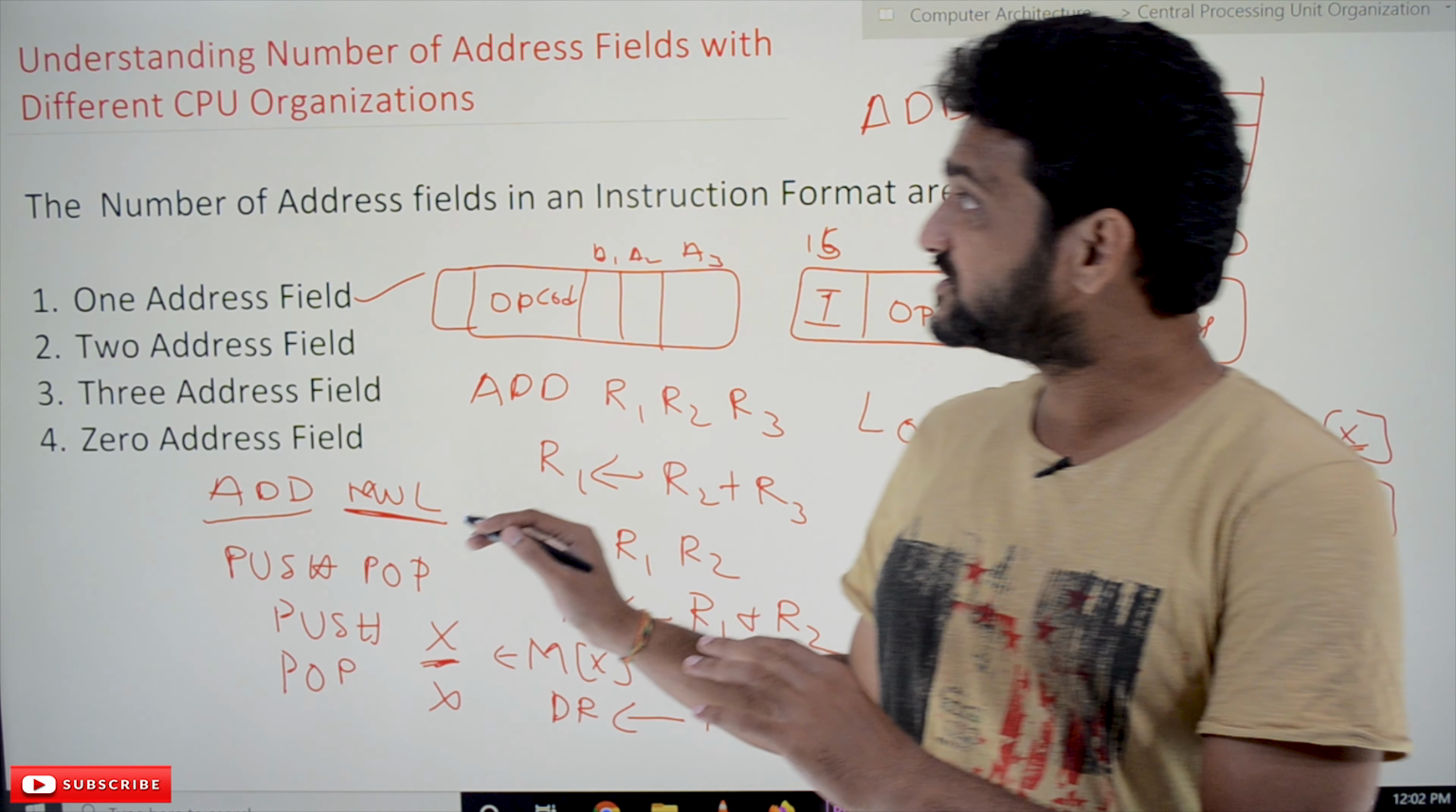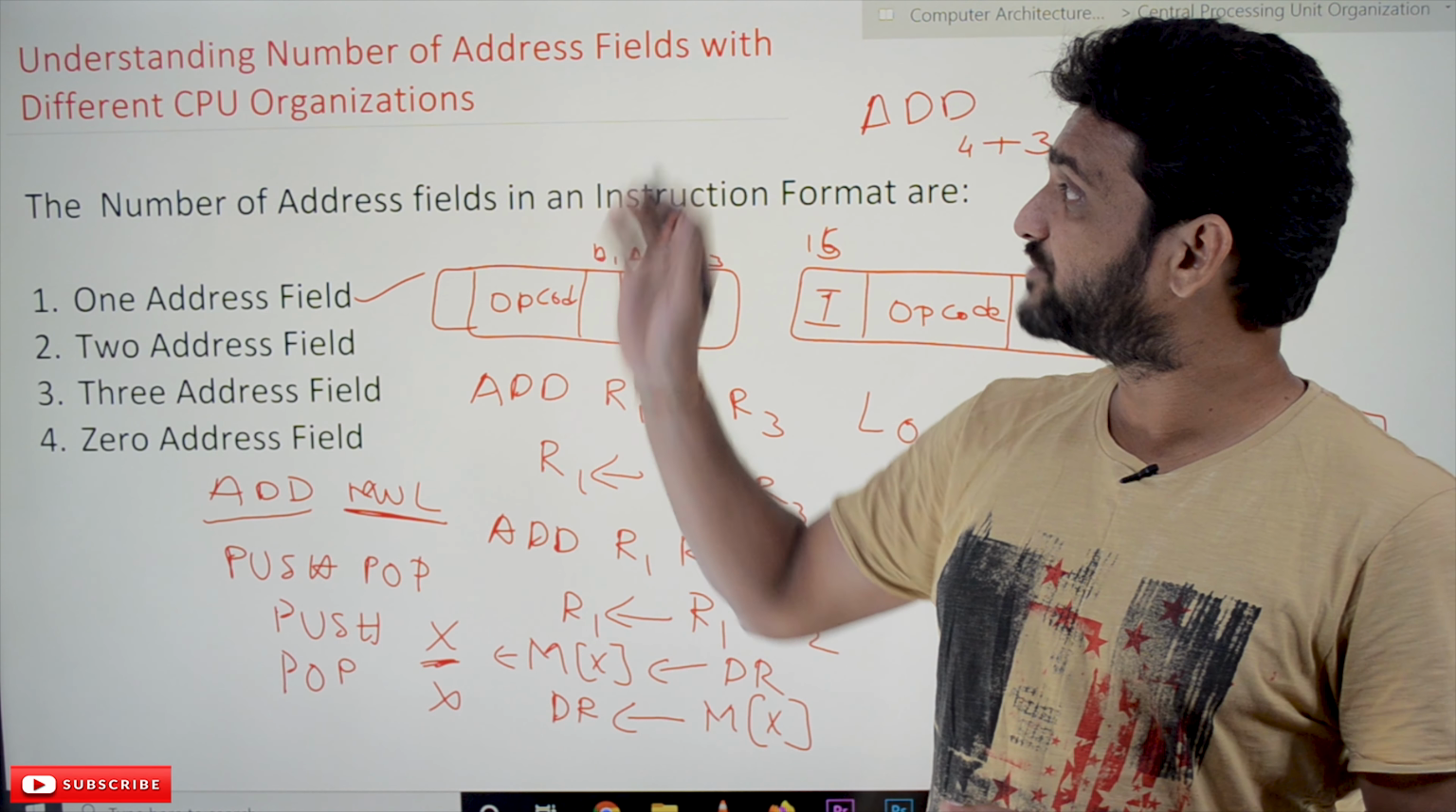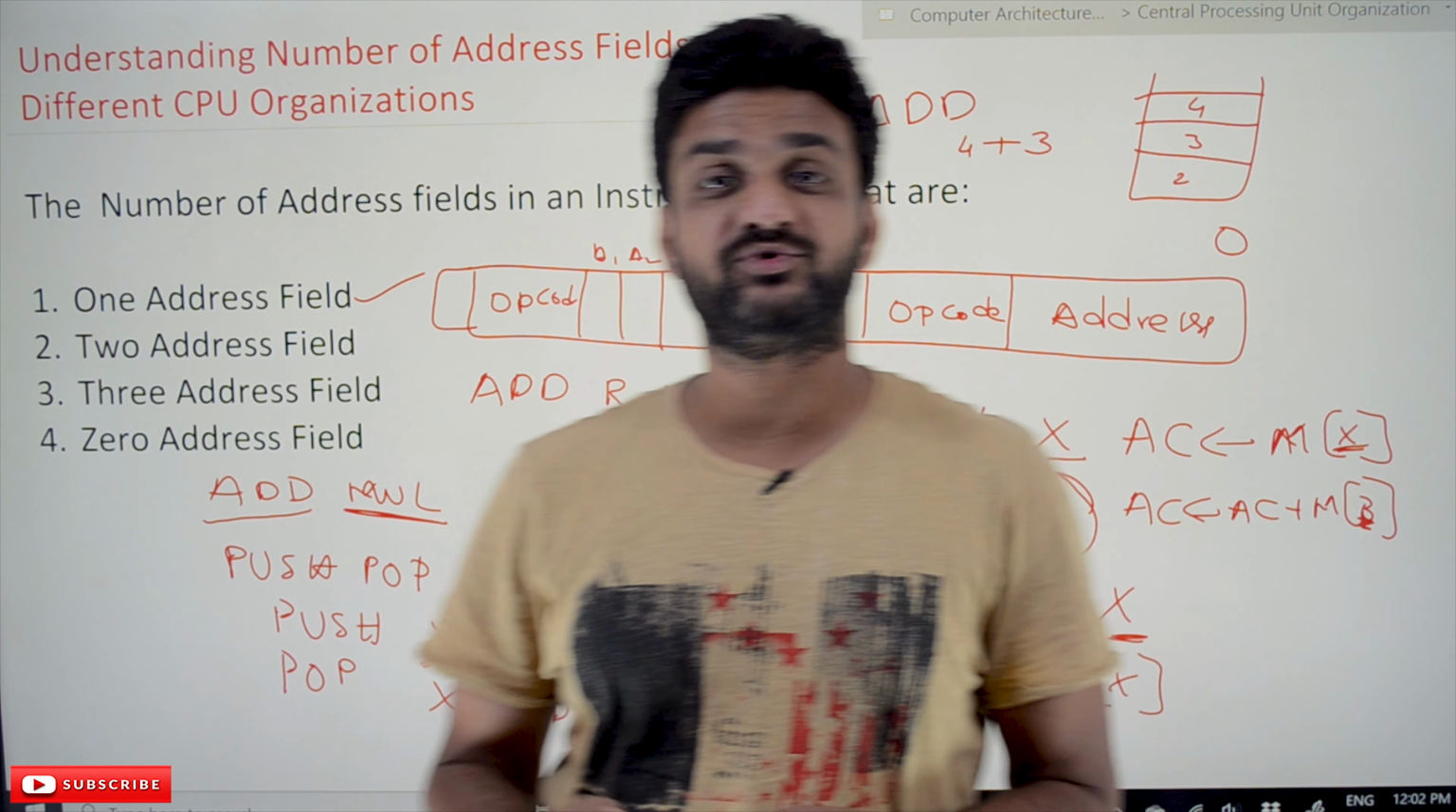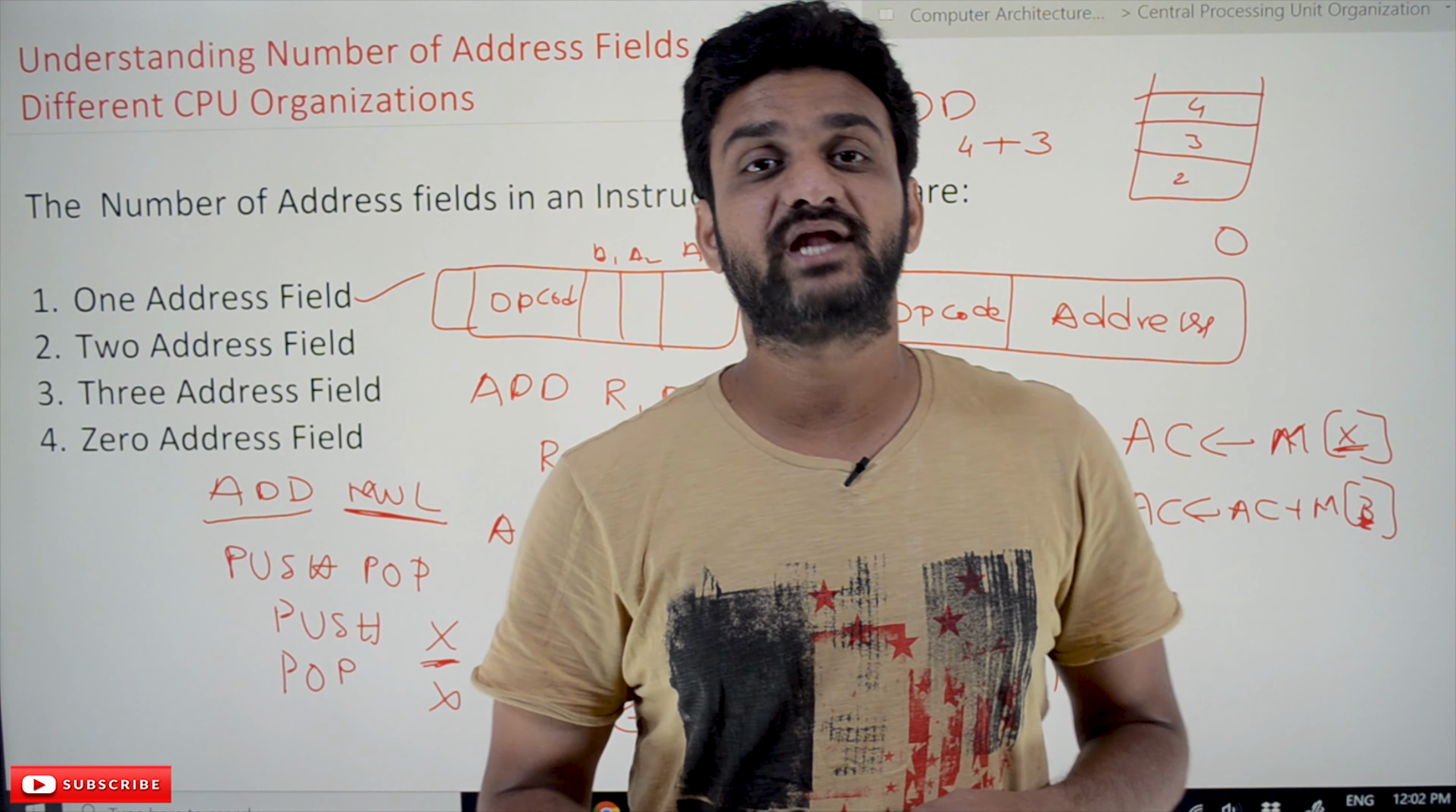Okay, so this is about the number of address fields with different CPU organizations. Hope you got the clarity on this concept.